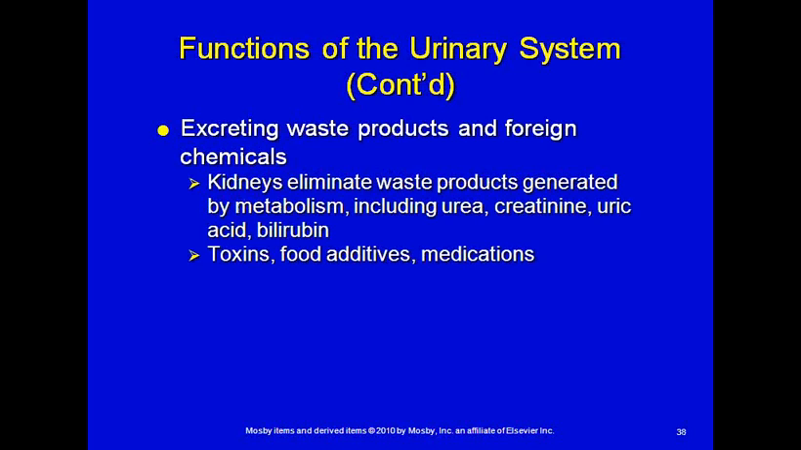The urinary system also excretes waste products and foreign chemicals. It's the kidney's responsibility to eliminate waste products generated by metabolism, including urea and creatinine, as well as uric acid and bilirubin. And that's another way, certainly, of telling kidney function. In addition to urine production, they'll look at your BUN and creatinine. So by looking at your BUN and your creatinine, if those numbers are out of whack, they know that your kidneys aren't functioning properly as well.